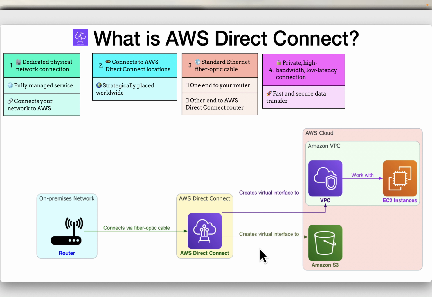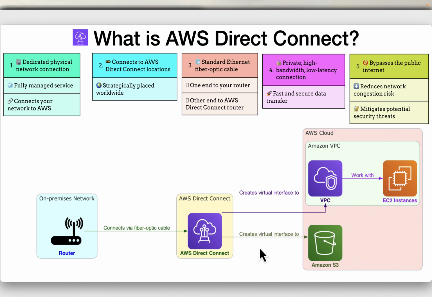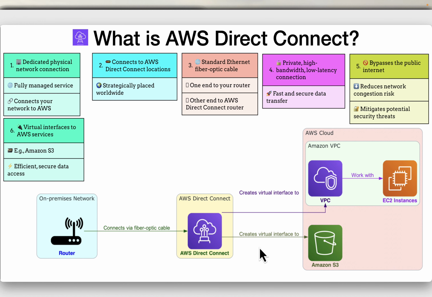AWS Direct Connect provides a private, high bandwidth, low latency connection between your network and AWS, ensuring fast and secure data transfer. By using AWS Direct Connect, you can bypass the public internet, reducing the risk of network congestion and potential security threats.